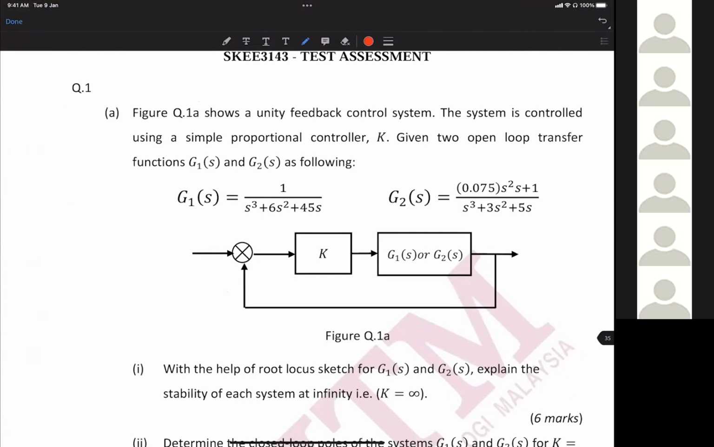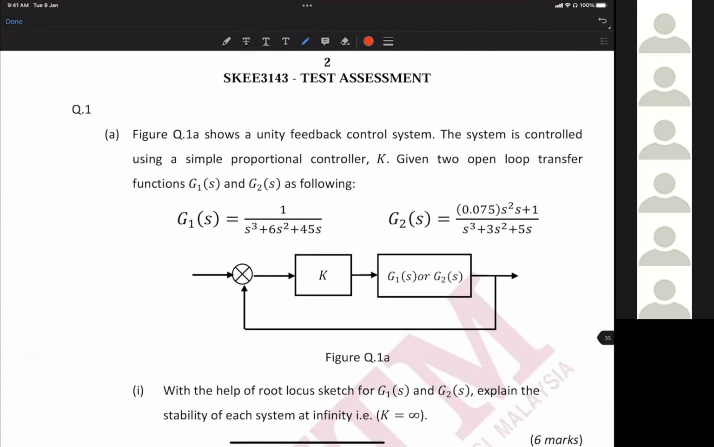Figure question 1A shows a unity feedback control system. The system is controlled using a simple proportional controller K given two open loop transfer functions G1(s) and G2(s) as following. First, with the help of root locus sketch for G1(s) and G2(s), explain the state of each system at infinity. Okay, this one plus one, 0.075 s squared plus s plus 1. Okay. Continue.